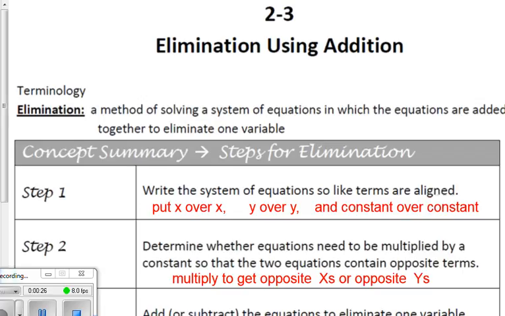We won't necessarily go too deep into multiplying one or the other by some numbers, but in tomorrow's lessons or later on we will have to use multiplication a little bit, so that's kind of included in our steps here.